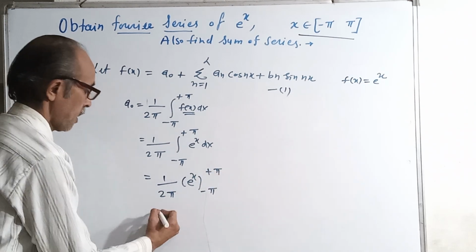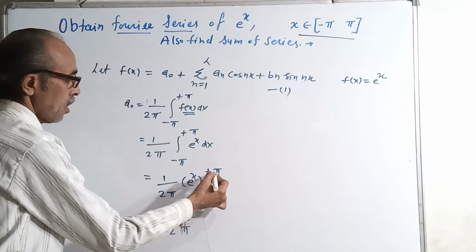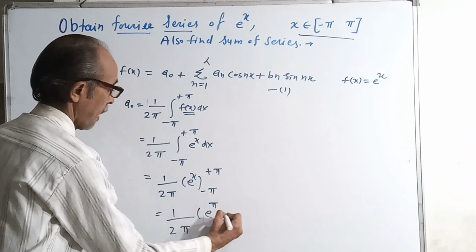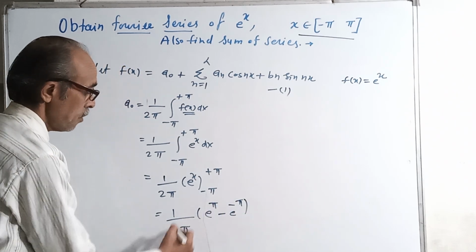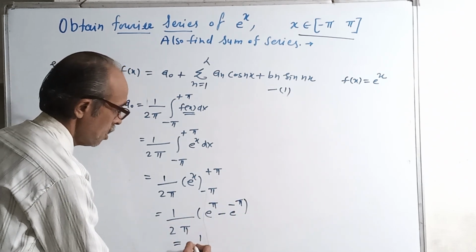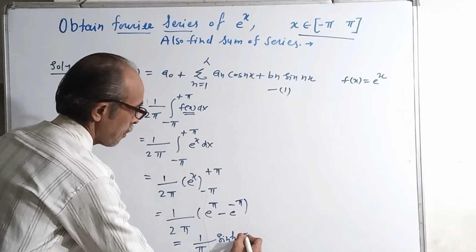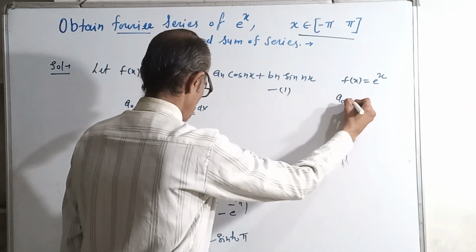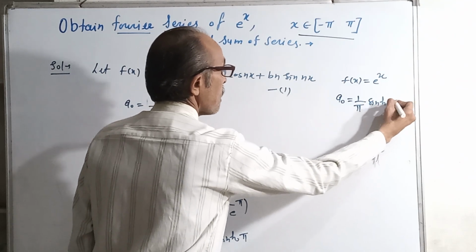limit is +π. 1 upon 2π, we put upper limit in this function, that is e raised to π minus e raised to −π, and this value is equal to 1 upon π multiplied by sinh π. So therefore a0 is equal to 1 upon π sinh(π).